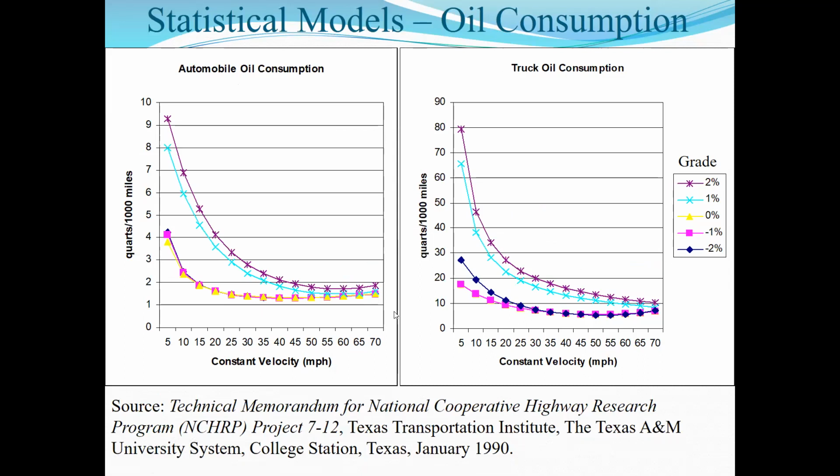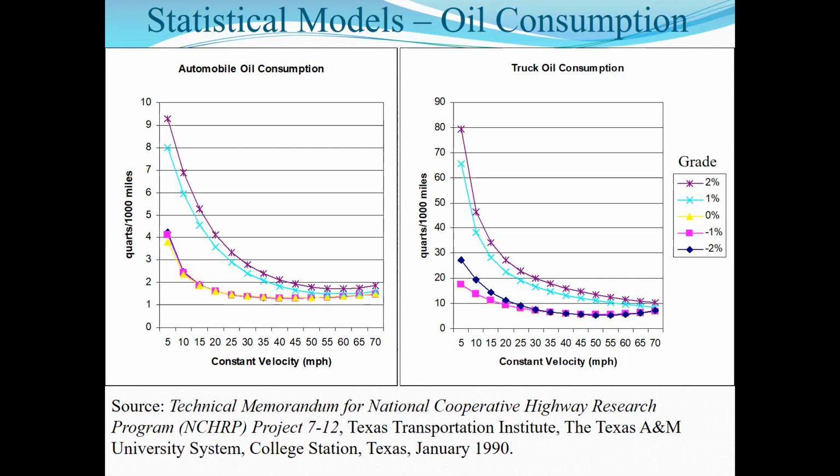And then you could do the same thing for oil consumption. So fuel, and this is the engine oil consumption. And again, if you are looking at how many quarts per 1,000 miles, if you're talking about low velocities, that will require more oil consumption. But if you are able to maintain a high velocity, then there is less consumption for the automobiles and the trucks. And you can combine this information to come up with the cost of fuel and cost of engine oil.